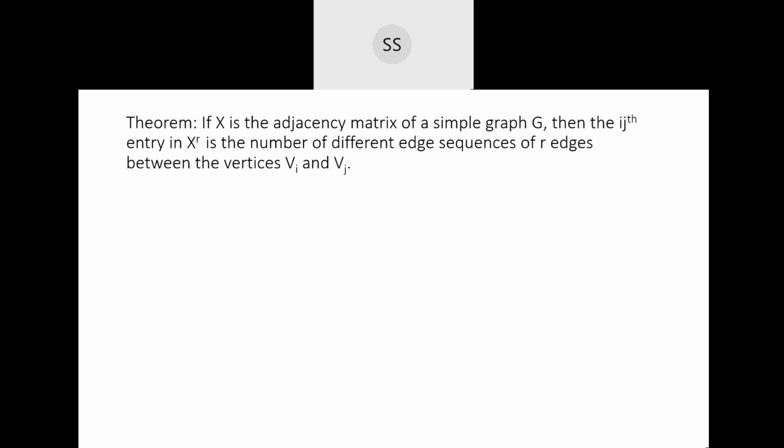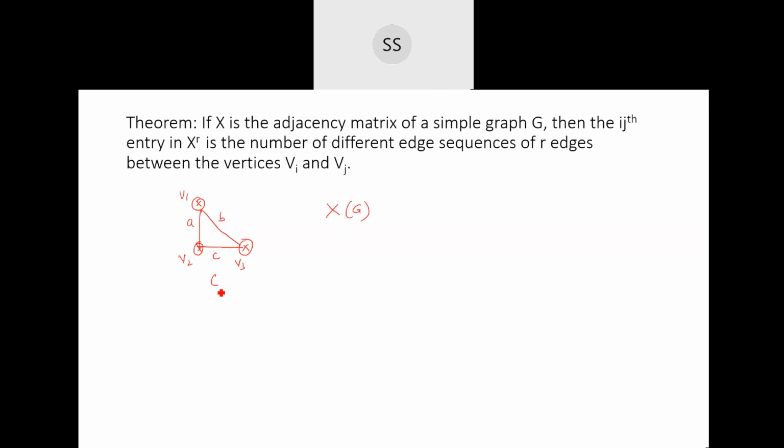So first, I'll take a small example. I'm taking a small simple graph. Let us name the vertices V1, V2, V3, and I'll name the edges A, B, and C. First, the adjacency matrix: X is the adjacency matrix of the graph G.